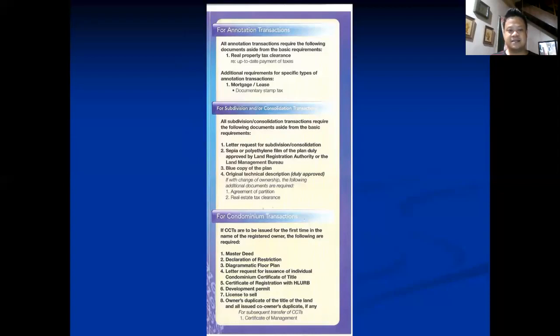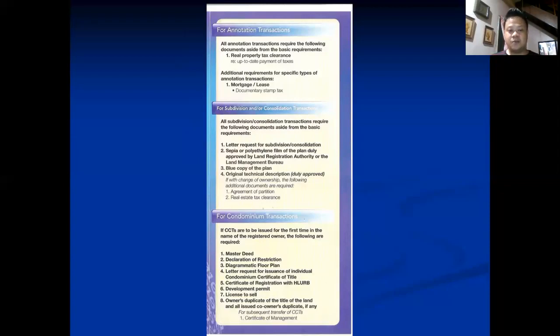documentary stamp tax. Now, for subdivision and consolidation transactions. So, all subdivision and consolidation transactions require the following documents aside from the basic requirements. Well, you have to have a letter request. Usually, this is in the form of a petition addressed to the Register of Deeds and the Land Registration Authority.